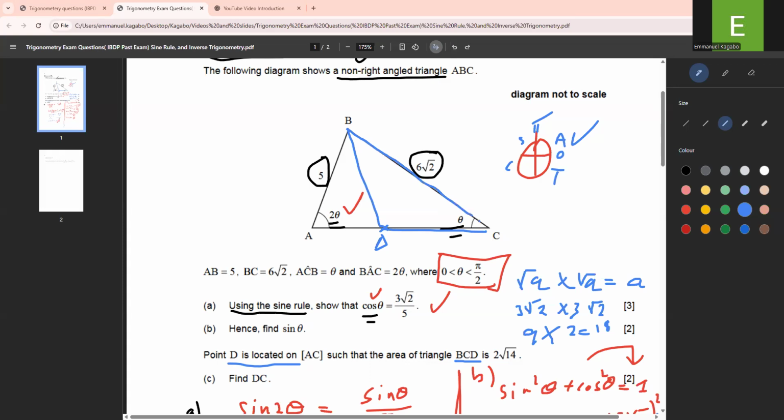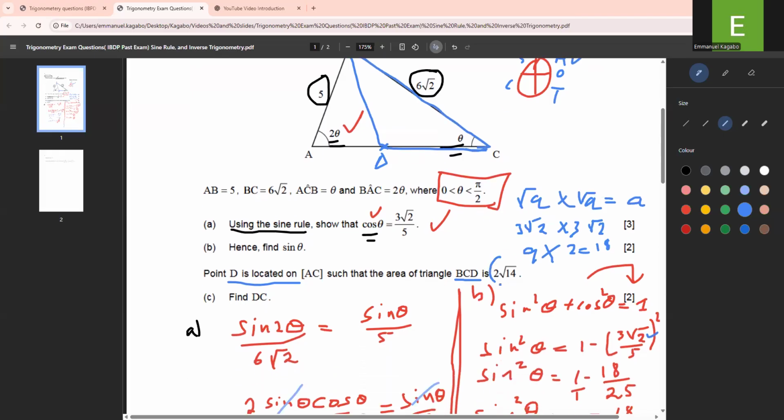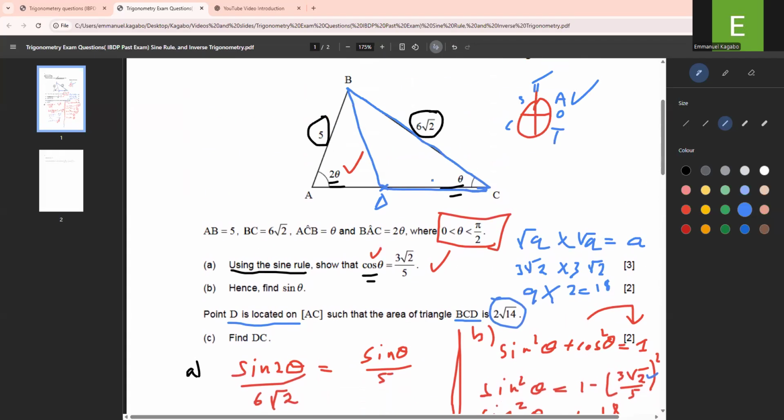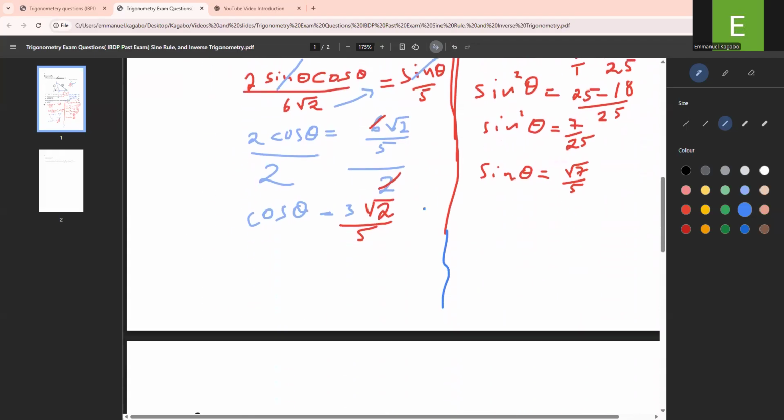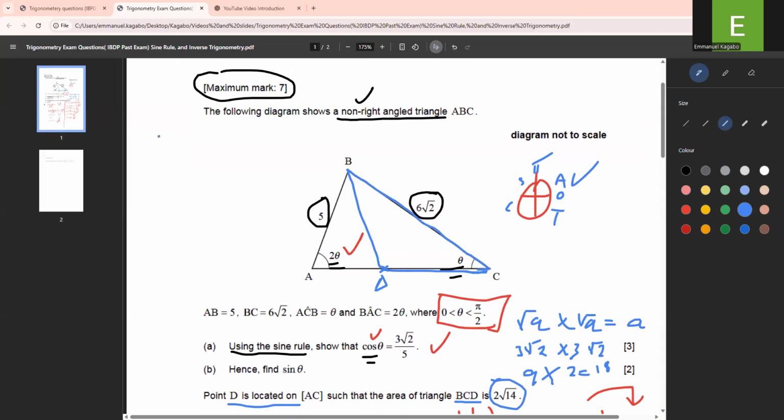The area of that triangle is given by this one. So then find what? Find the DC. This is what they're asking me. Okay, I think I can do it. Let me do it here. Question C. I'll try my best to do it here.